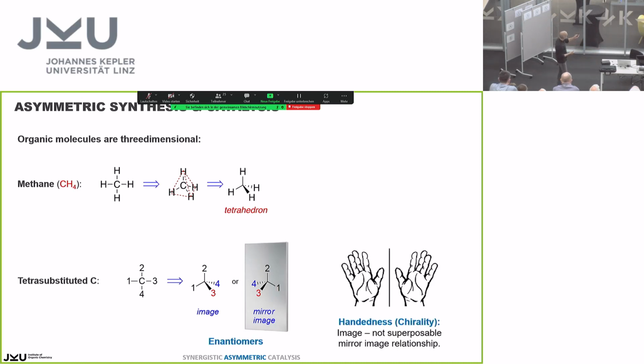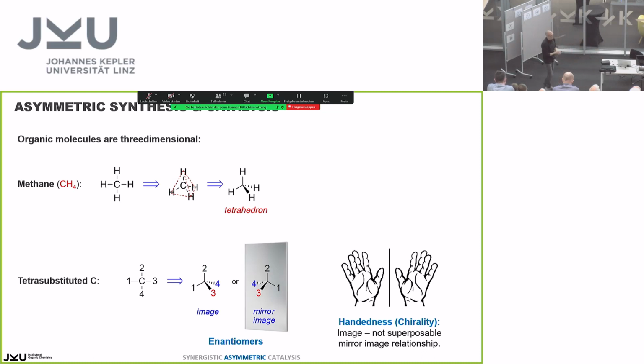So these 2 molecules, depending on the different orientation of the substituents, look like image and mirror image, or if you look at a body, like right hand and left hand. In the end, they have the same constitution, the same groups, but a different orientation in space. And this phenomenon that you have 2 molecules that behave like image and mirror image is called chirality. It's a long-known term, and it does not only relate to chemistry, it relates to other aspects of life.